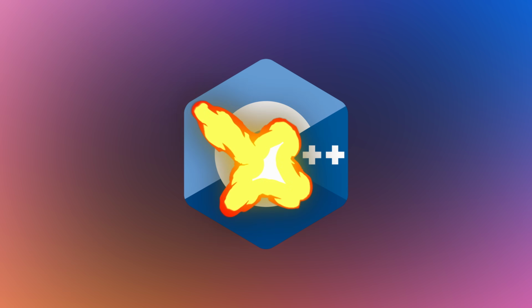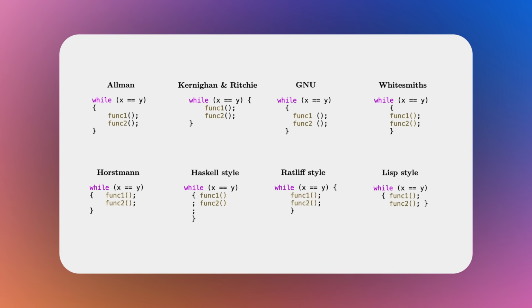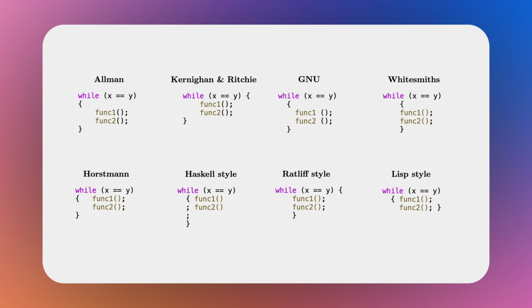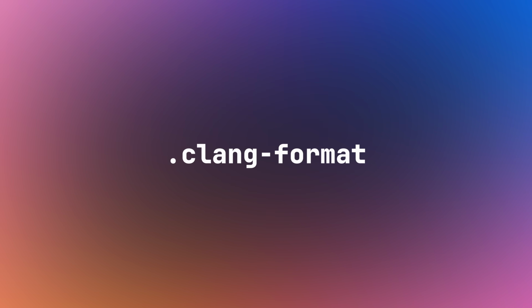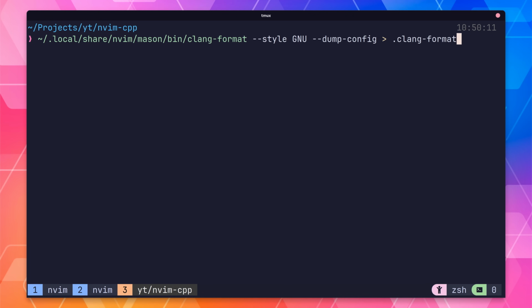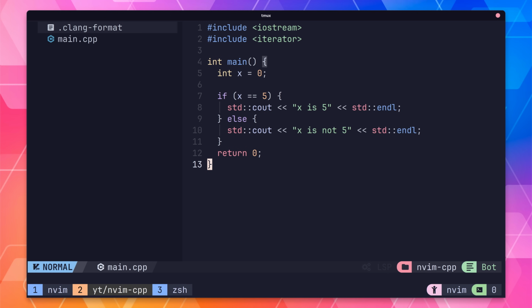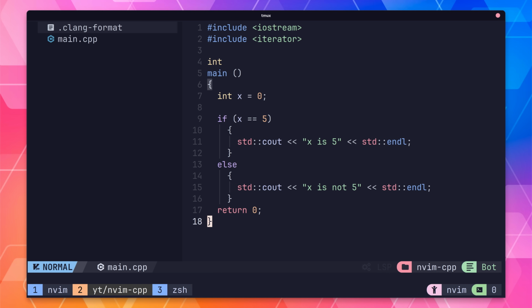However, it's no secret that styling in C++ can be a bit of a flame war, and you may prefer a different kind of style than K&R. Fortunately, clang-format has you covered. We can change the style of clang-format by adding a .clang-format file in our code's directory. We can generate one by using the following command, which will create a new format file in the style of GNU. Now if we head back to our project and run our formatter command again, we can see that it formats to this new style.